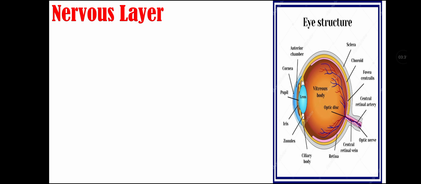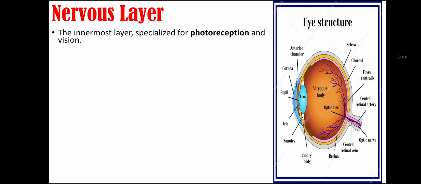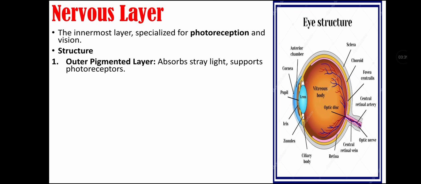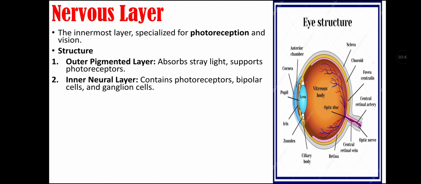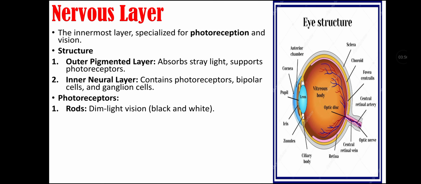Now let's talk about the nervous layer of eyeball. This is the innermost layer and it is specialized for photoreception and vision. Its structure includes outer pigmented layer and inner neural layer. Outer pigmented layer absorbs stray light and supports photoreceptors, while inner neural layer contains photoreceptors, bipolar cells and ganglion cells. Photoreceptors in nervous layer are rods that detect dim light vision that include black and white discrimination. Photoreceptors also include cones that capture bright light and are for the color vision.